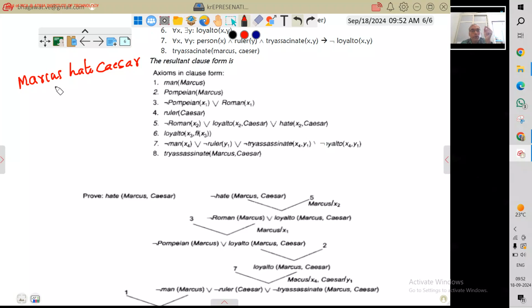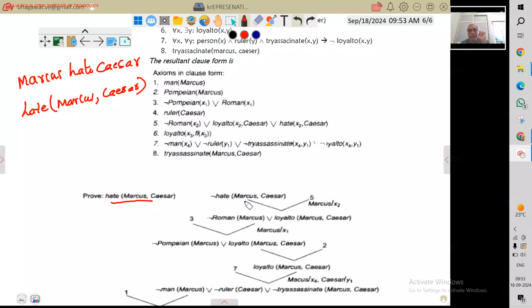What we want to prove should also be converted into clause form. So it is hate(Marcus, Caesar). There is no implication and no negation, so those steps are not required, and we have directly converted it into clause form. So we need to prove that Marcus hates Caesar. Now we apply the principle of resolution, so we are going to negate it: the negation of hate(Marcus, Caesar).